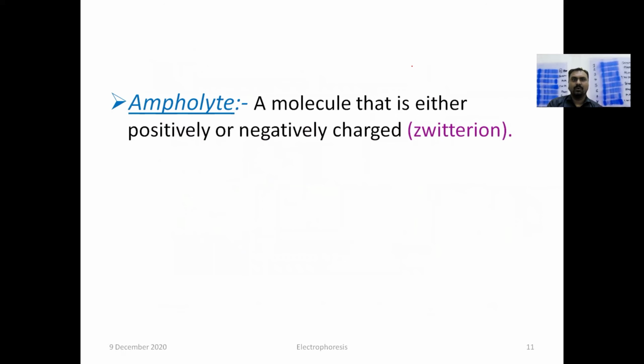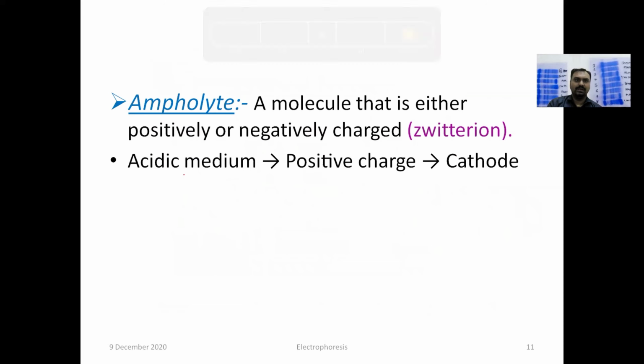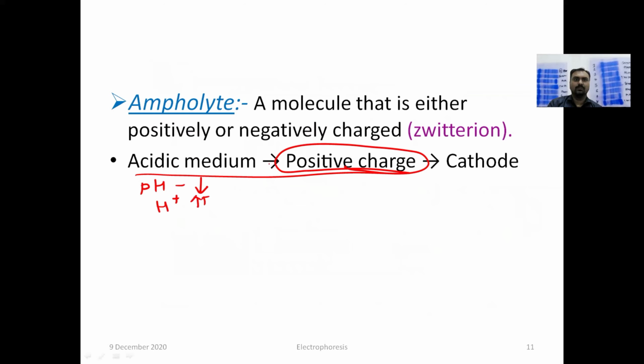And now, an ampholyte is a molecule that can be either positively or negatively charged. In acidic medium, it will turn to a positive charge. As you know, in acidic medium the pH is less, that means the hydrogen ion concentration is more. So molecules in the acidic medium will carry a positive charge, and so they will move towards the negatively charged electrode, that is the cathode.